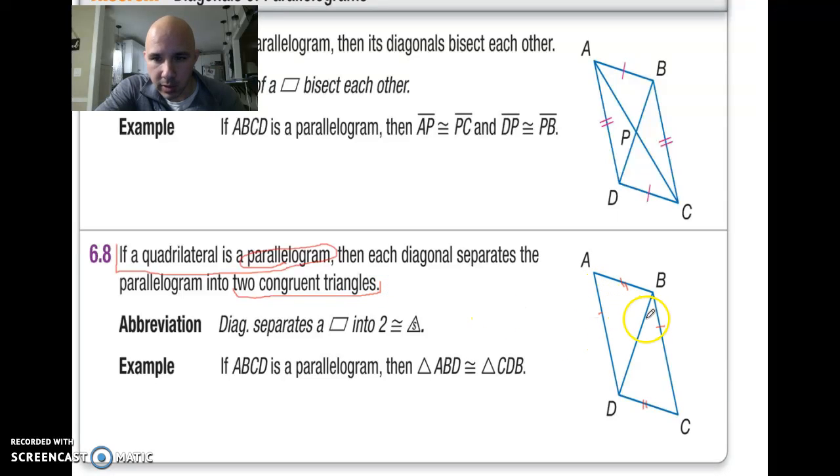Therefore, what we'll see here is, here's my reflexive property. Angle A and angle C are going to be congruent. Angle ABD will be congruent to angle CDB. And we'll also say that angle CBD will be congruent to ADB. So the key here is that if it's a parallelogram, one of the diagonals will separate it into two congruent triangles. All right, let me know if you have any questions with this.